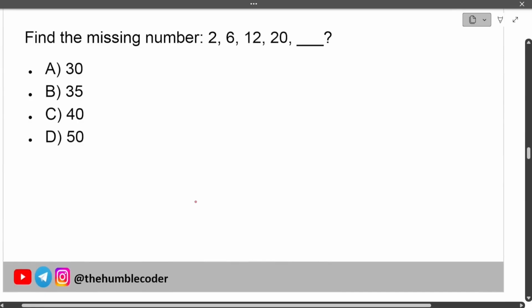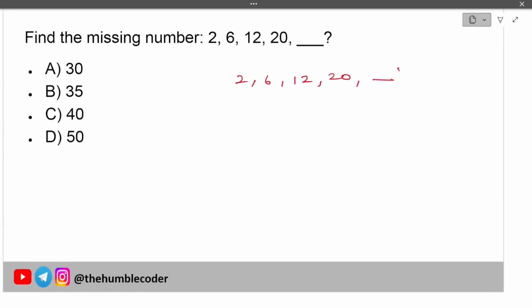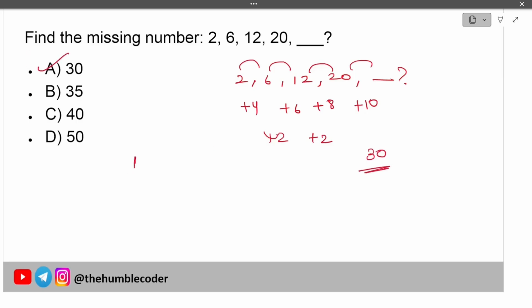Find the missing numbers. Okay, again we have a number series: 2, 6, 12, 20, and then what is the next one? Let's try to find out the pattern. The difference between 2 and 6 is how much? Plus 4. Then 6 to 12 is plus 6. Then 12 to 20 is plus 8. Then what will be the next one? So you can see a pattern. Initially it was 4, then a plus 2 pattern is happening, and then again a plus 2 pattern is happening. So 4, then 6, then 8 is getting added, and now what should get added is 10, because 8 plus 2 is 10. So the correct answer for this should be 30, which is option A.